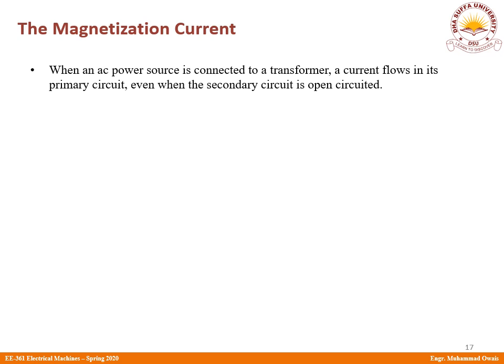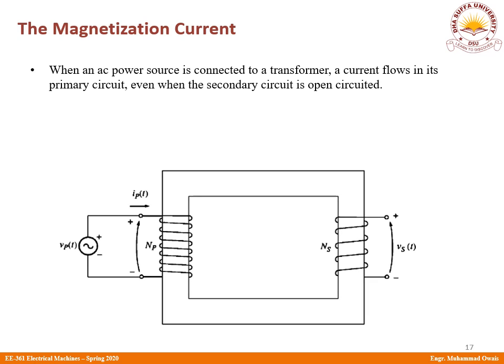Okay, so now we are going to see one more component and one more effect: what happens when we apply an AC power across a transformer. So we see that there is a current in the primary, even if the secondary has been kept open circuited, as you can see here. Still we get a component, a current ip of t, which is flowing into the primary.